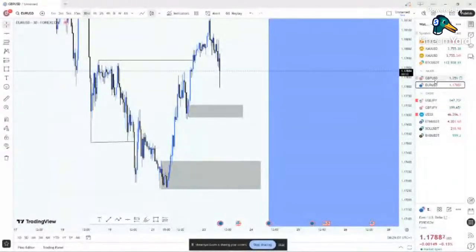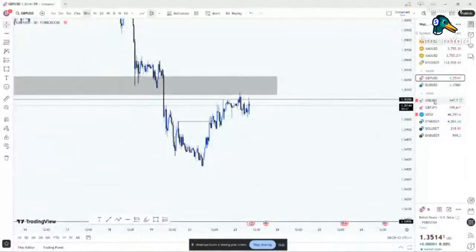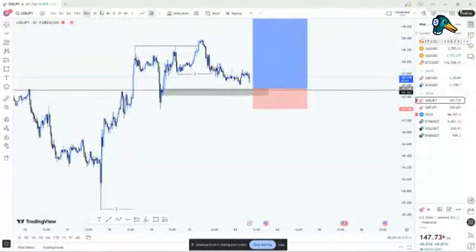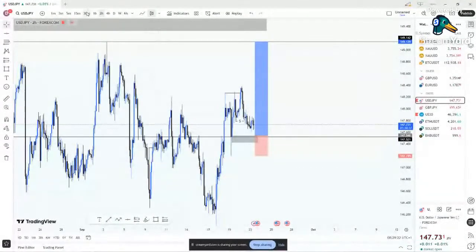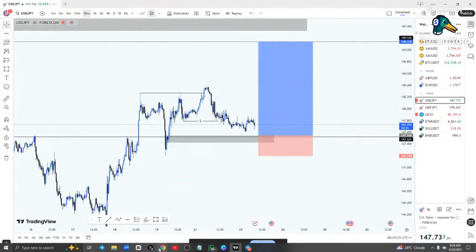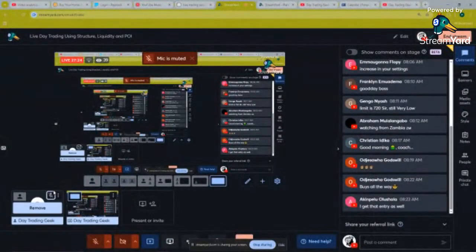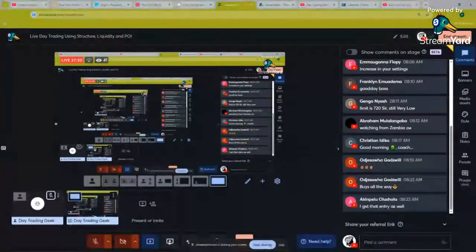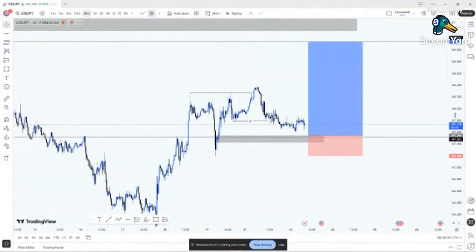Right, then GBPUSD, same thing. On GBPUSD, we're watching out for this sell, it's going to hold. Then on USDJPY, we had a buy opportunity yesterday, and that buy is still very much valid. So this buy is still very much valid on USDJPY.